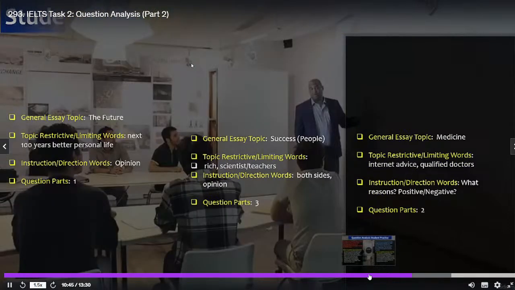Okay, so for our first question in red, the general topic is the future. Our restrictive language, are the next 100 years better for personal life? This is an opinion question. There's only one part. Body 1 is your opinion. Body 2 is your opinion. They're not separate parts here.